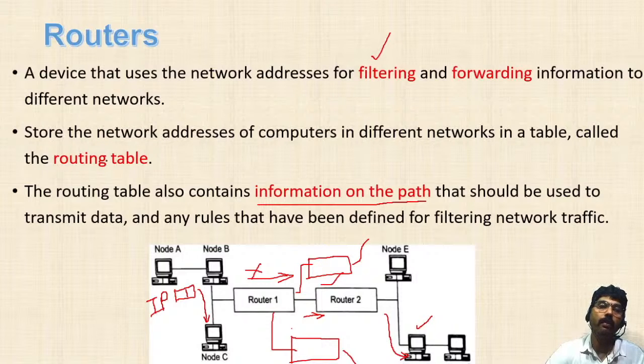Routers maintain a routing table. Its work is filtering and forwarding, and this is called forwarding. Whenever you send the packet over another network, it is called forwarding. It is also maintaining the path of the destinations. For that, it has to follow some rules. For filtering and forwarding, it has to follow some rules. The rules are already mentioned here.